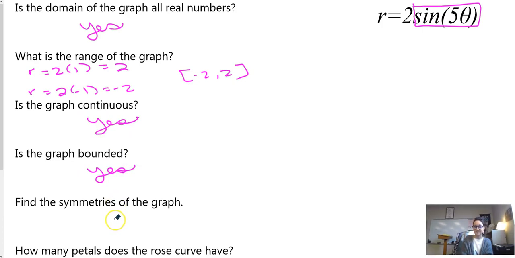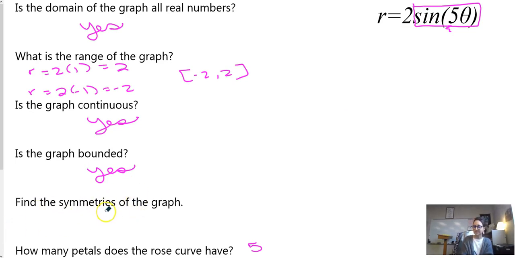Now find the symmetries. Actually, let's do the petals first. Do you remember how many petals this rose curve is going to have? It is going to have 5, because n, which is 5, is odd, and when n is odd, that's how many petals you have. Now, if n is even, like if n were 6, I would have 12. I'd have double that many petals.